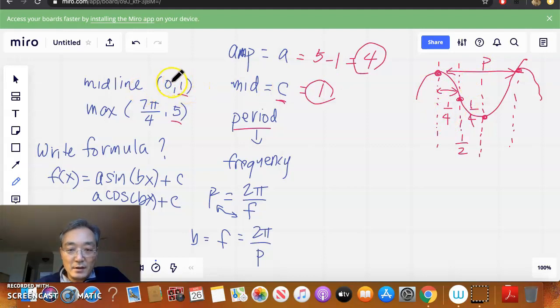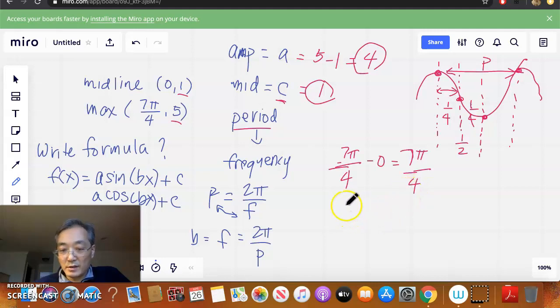Well, if that's the case, from max to the midline here, we're using the x-coordinates right now. So this distance, 7 pi over 4 minus 0, that's the horizontal distance from max to the midline. That's 7 pi over 4, and this is 1/4 of the entire period.